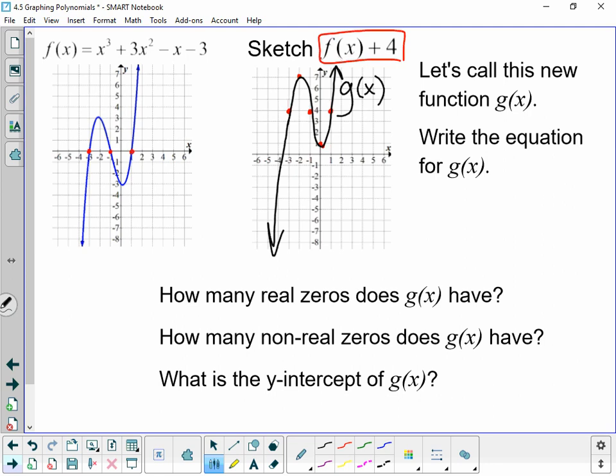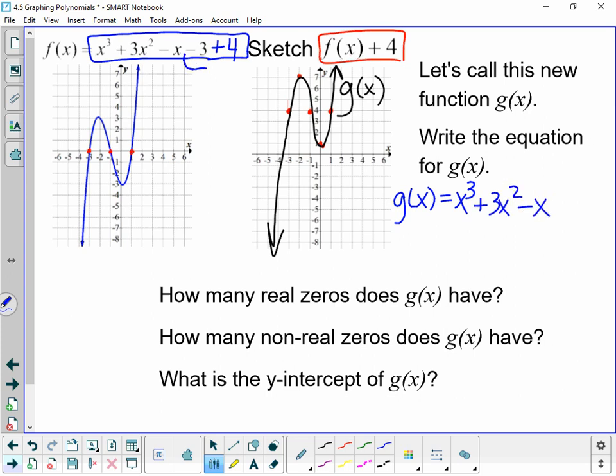Well, I want to know the equation for g of x. Well, how I got this equation is that I took the original function and I added 4. So our equation g of x will just be the equation of f of x plus 4 more. It's going to be x to the third, it's going to be a 3x squared, it's going to be a minus x. And then if we combine these two terms, we find that it has that final term of plus 1. That's the equation for this function.